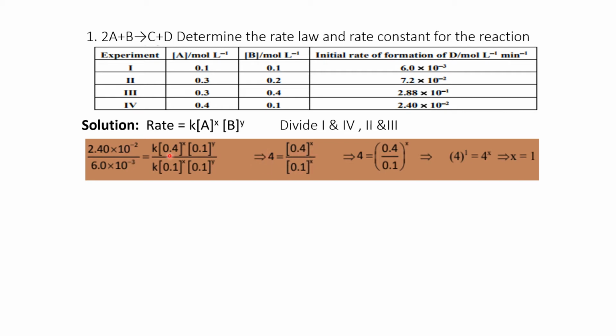Then 0.4 divided by 0.1 gives 4, and this 4 is equal to the whole thing raised to X. So 4 by 1 is 4, so 4 power X is equal to 4 power 1. What is the value of X? Here it is 1, so X is equal to 1.